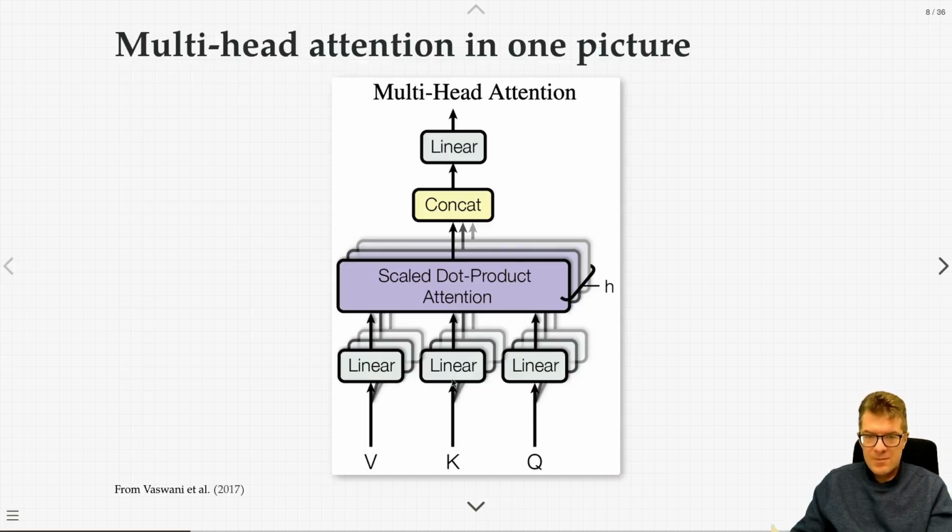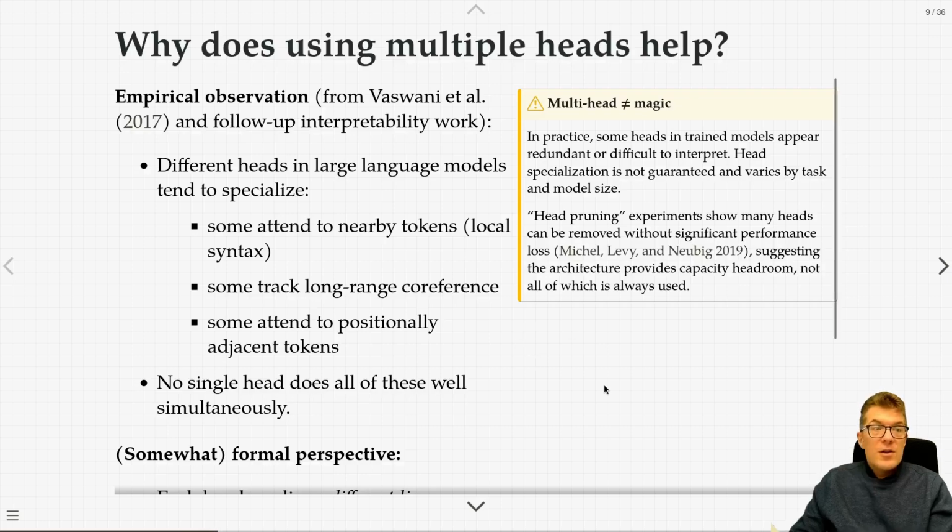So, conceptually it's pretty straightforward. It's just a regular attention head, but now we have h of them. And then we combine them together with a concatenation. So why does this help?